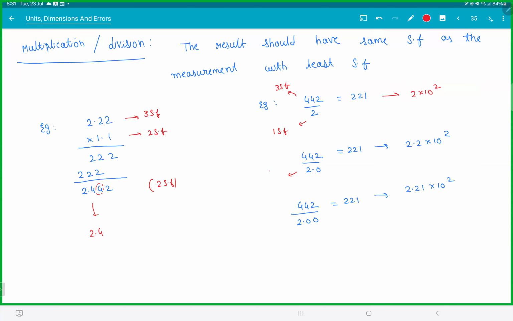Because the moment you put decimals, this will have 2 SF. This has 3 SF. So in multiplication and division, the catch is the number of significant figures. Addition, subtraction, it is the number of decimals. Clear?